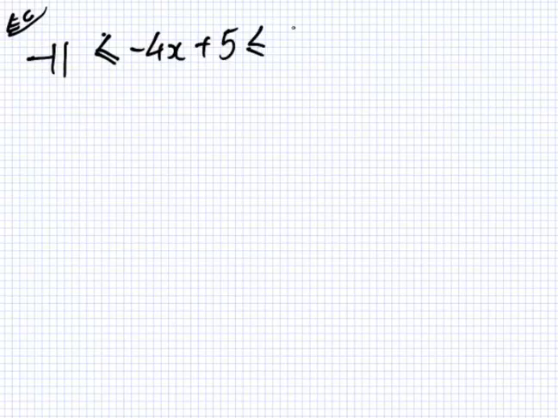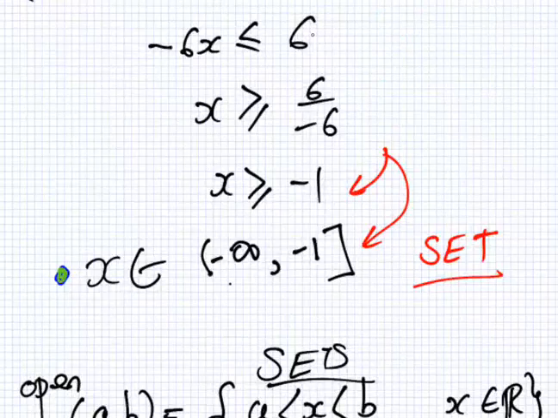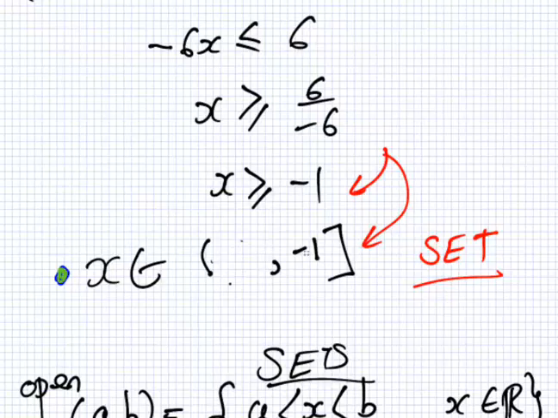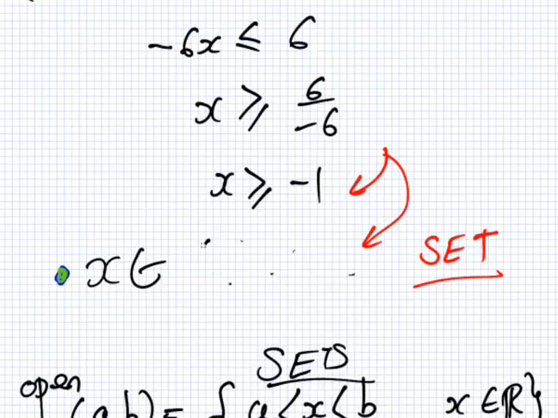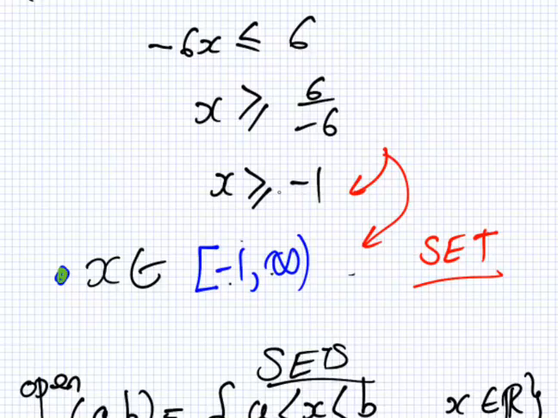Okay, the reason I say this is because in the exam, they sometimes ask you to write your answer as a set. So if I go back to my previous example, what would this be? Firstly, is it open or closed? Open. Minus infinity, comma, minus one, closed. So another way of saying this answer is like this, and this is the answer as what's called a set.